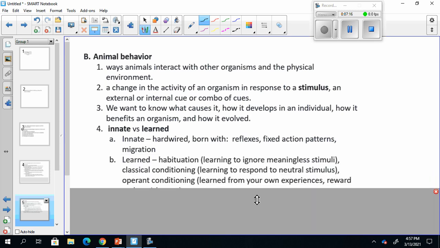Things that are learned, I have three examples here. Habituation is learning to ignore meaningless stimuli. Think of a little baby bird, and leaves start falling in the nest. At first they're so scared of the falling leaves. But then they learn, oh, the falling leaves did not pose a harm to me in any way. So you learn to ignore them.